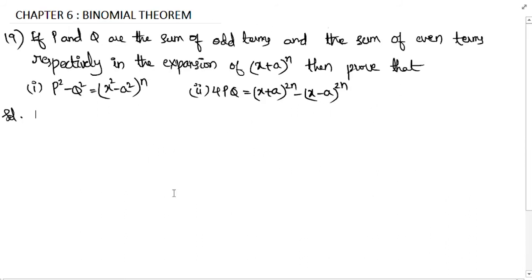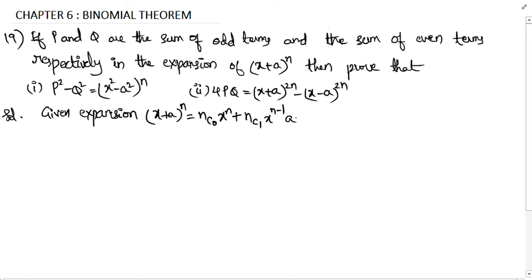Okay, now the 19th one. Here two parts are given. First, the given expansion, that is (x plus a) to the power n. We can write this as nC0 x^n plus nC1 x^(n-1) into a plus nC2 x^(n-2) into a square, and so on.